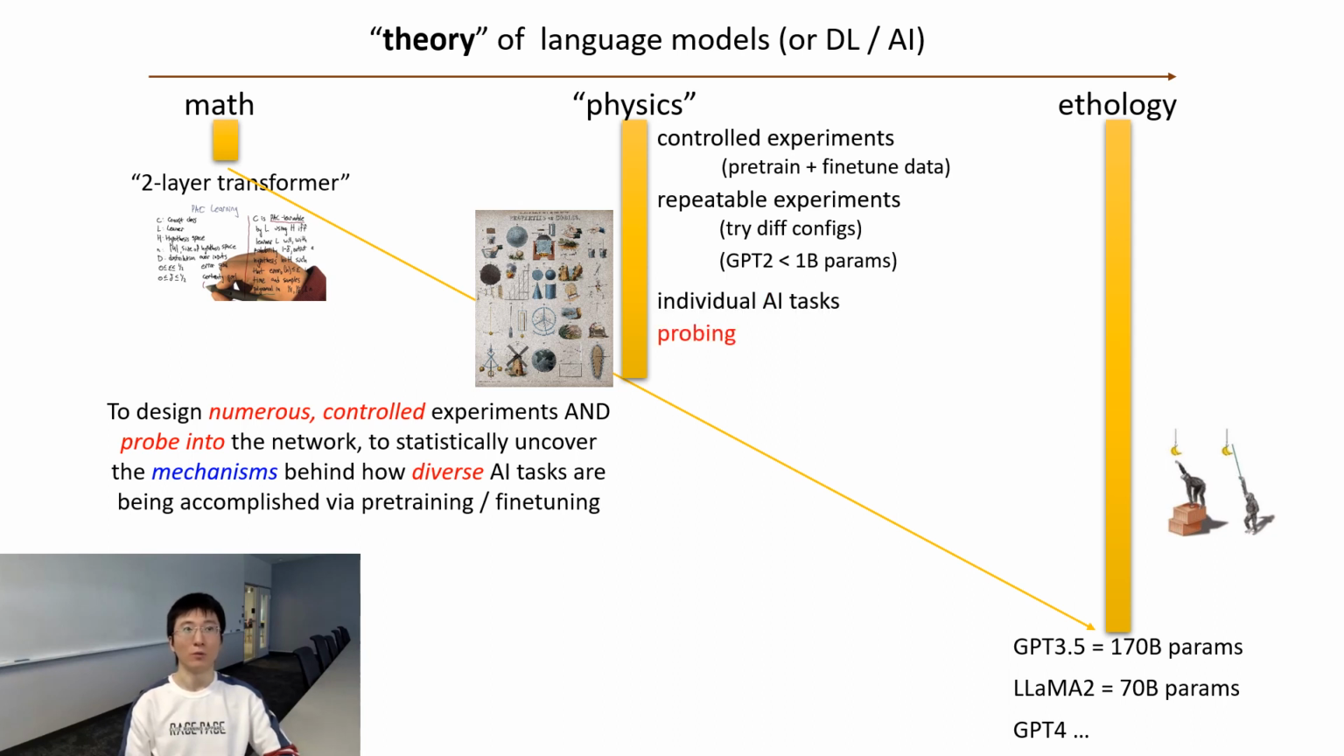Finally, I want to emphasize this probing aspect, especially for today's talk. That is, with such a smaller scale of the network and with such synthetic and controlled experiments where you can control the data and so on, it makes it much, much easier to actually probe into the network, into the transformer, to figure out what's happening behind the scene. So this is an area that I would call physics.